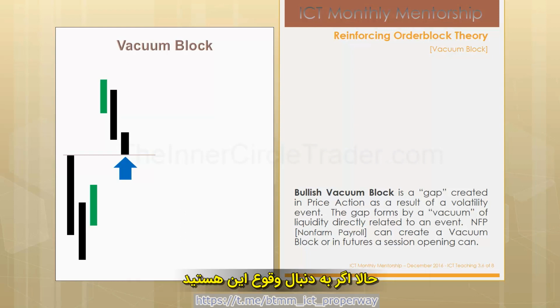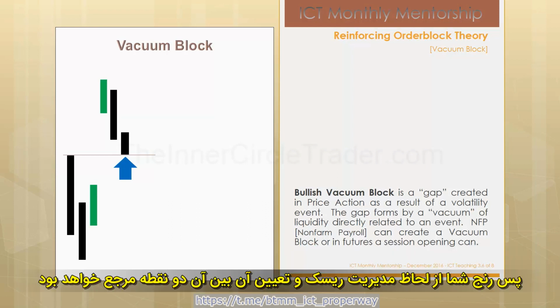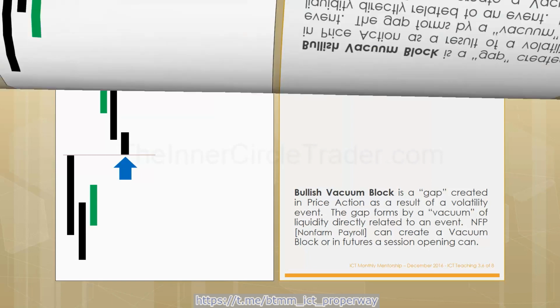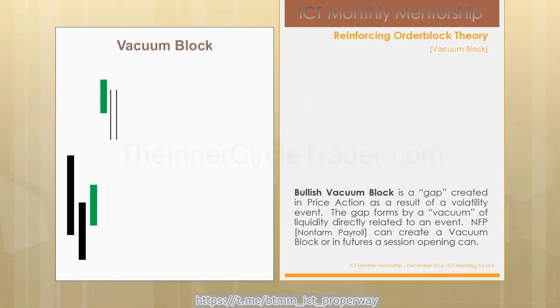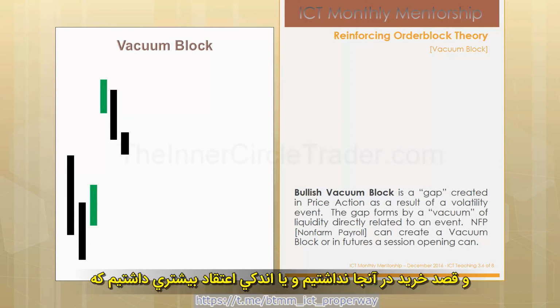Now, if you're looking for this to occur, you'd have to see immediate feedback. And if you're going to be buying there, can you take the risk that's associated with entering here and using a stop below that lowest down candle? So your range in terms of managing your risk and defining the risk would be between those two reference points.